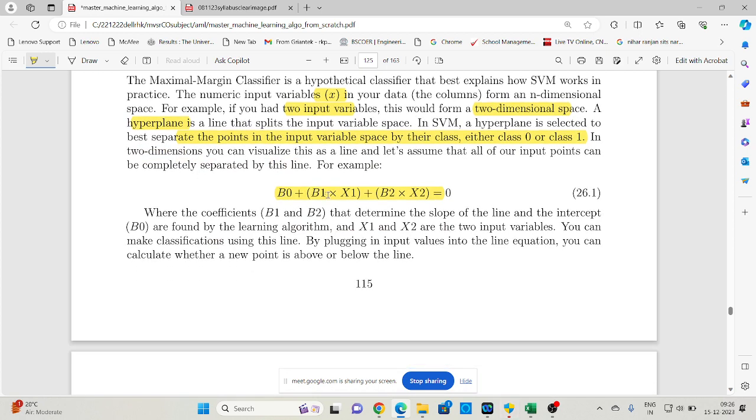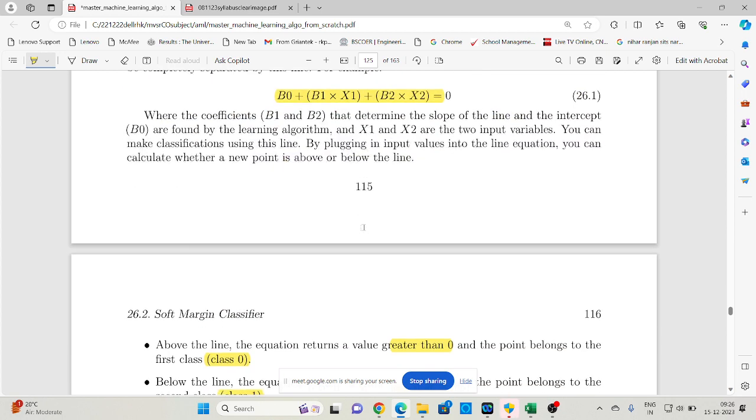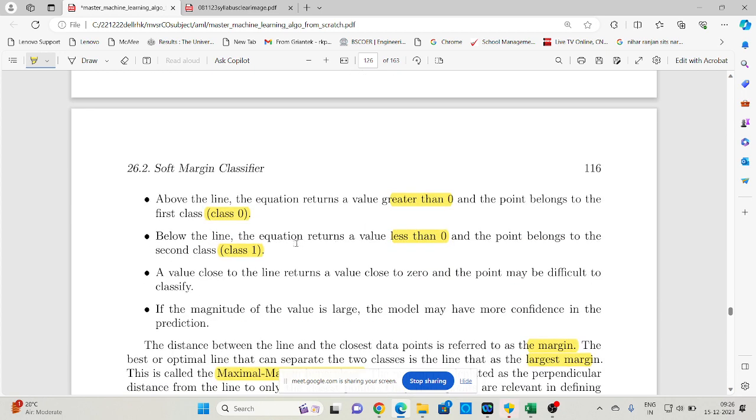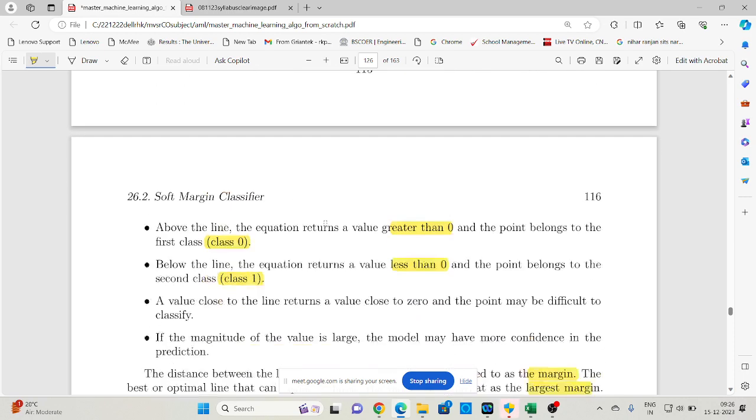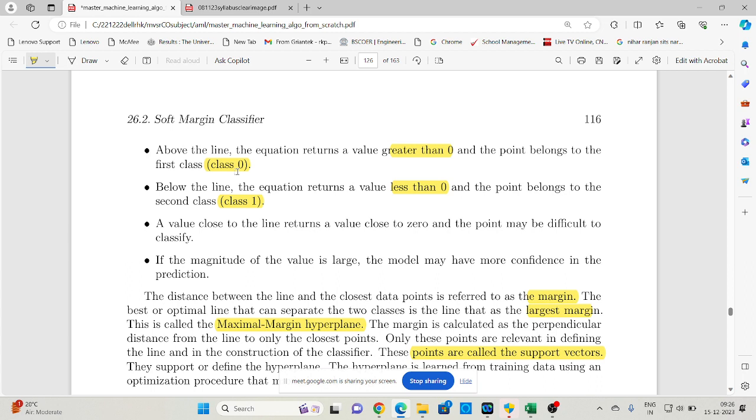Classification is achieved by using this line. Suppose your point is above or below the line, what happens? If the point is above the line, the equation will return a value greater than 0 and the point will belong to class 0. But suppose the point is below the line, the equation will return a value less than 0 and the point belongs to class 1. So you have class 0 and class 1.